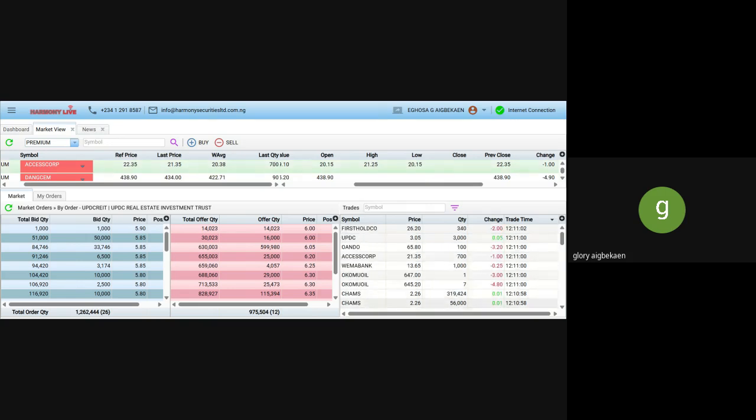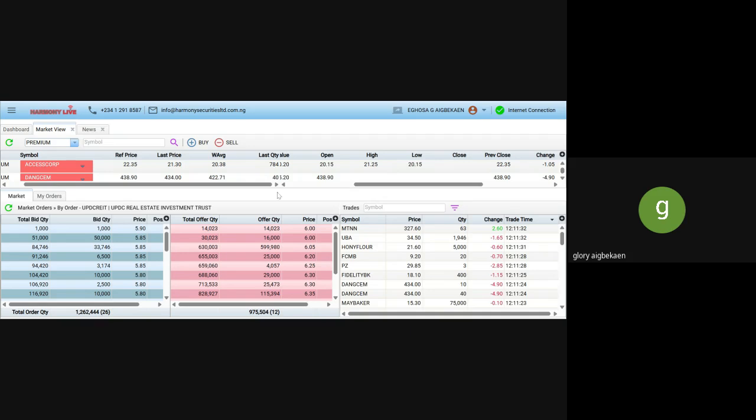In the recent past, let's say up to 6 months or so, Access Bank has not done less than 20 naira. So it's a strong support. So if anybody saw it at this price, 20 naira 15 kobo, and entered, you can be sure that you can't be wrong with that price.